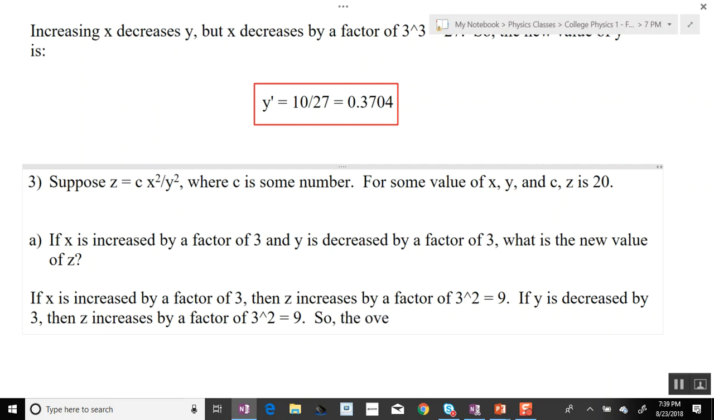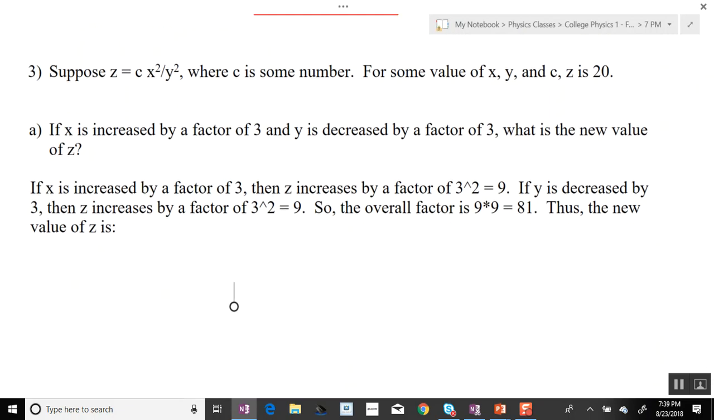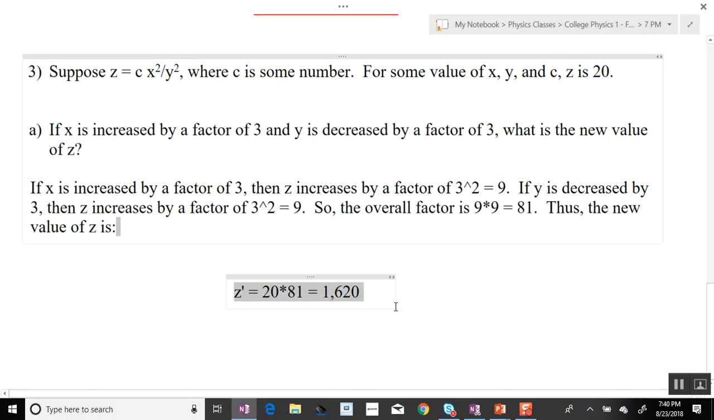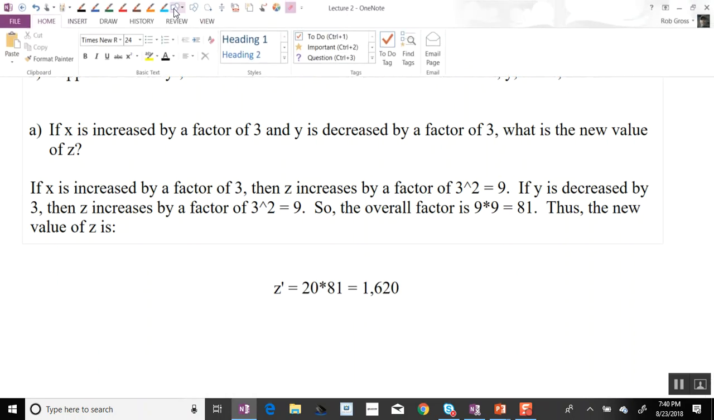So the overall factor is 9 times 9 because they're both increases, and increases are multiplication. So it would be 81 times bigger than it originally was. That's the overall factor. Thus, what would the new value of z be? It's 20, the original value, times 81, which is 1620. Does that make sense so far?